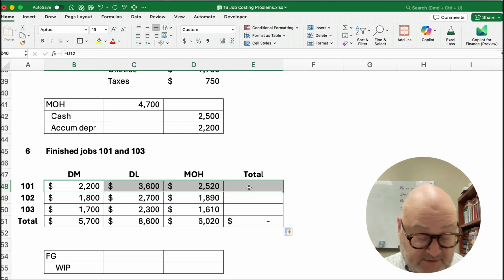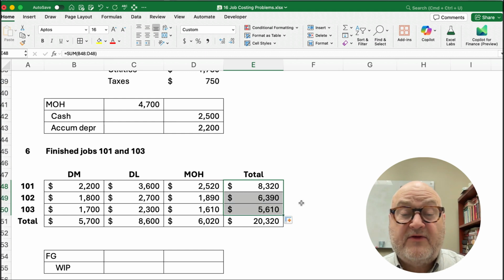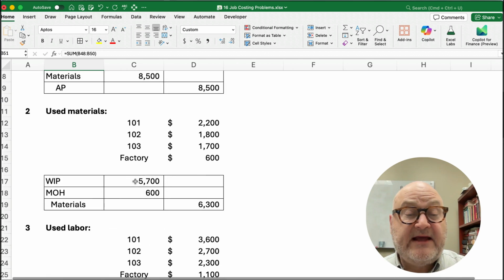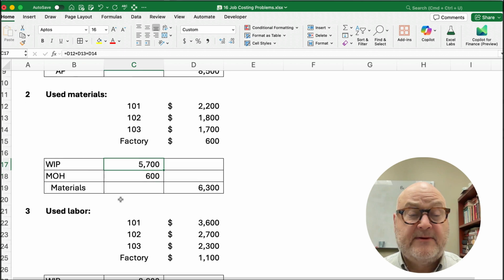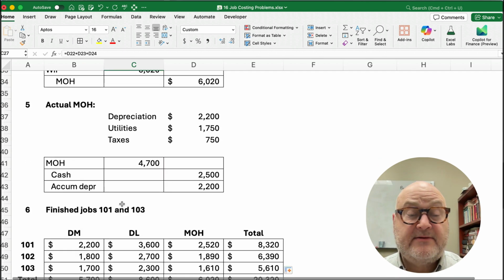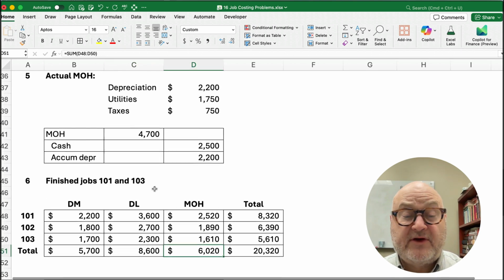We can say, what is the total for job 101? That's what we really want to know. Job 101 is 8,320. Job 102, 103 are these numbers, 6,390 and 5,610. Now let's check our work for this for direct materials. Was it 5,700? Do we make an entry for 5,700? Yes, that's our total direct materials. Our direct labor is 8,600 right here, and our overhead we allocated was 6,020. So those are check figures.